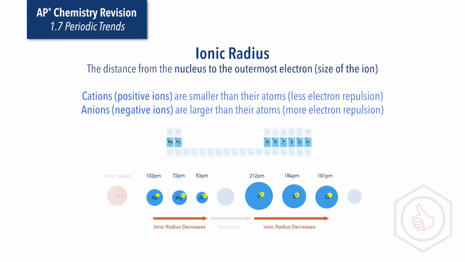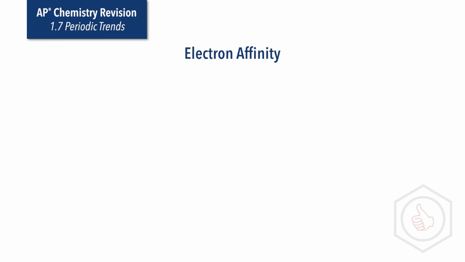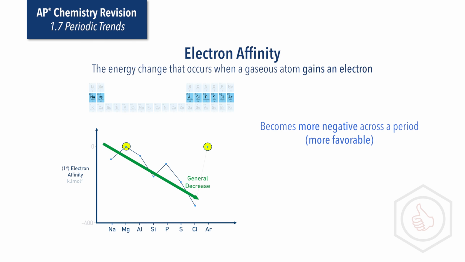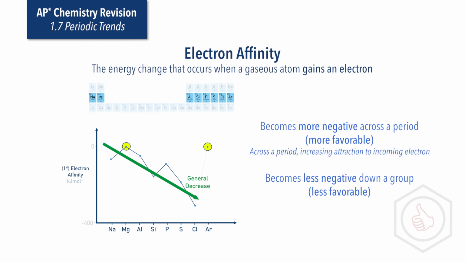Electron affinity, the energy change that occurs when a gaseous atom gains an electron, becomes more negative across a period and becomes less negative down a group. This can be explained as a greater attraction between the nucleus of an atom and an incoming electron as you go across a period, and a decrease in attraction as you go down a group. Note that there are some slight exceptions to this trend, which are usually explained as atoms having filled sublevels, so incoming electrons experience less attraction to the nucleus.